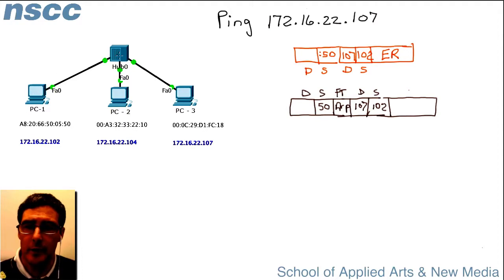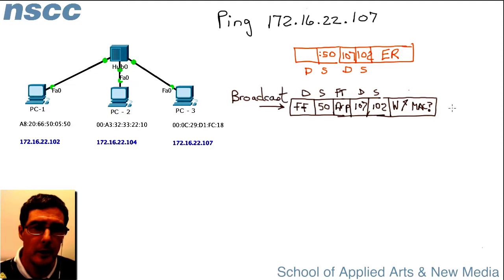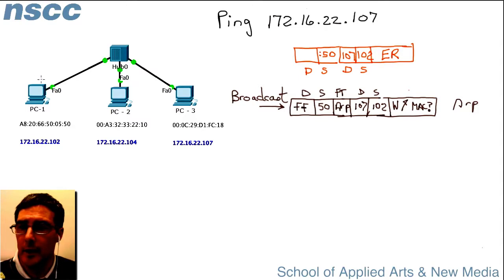And really it's asking a question: who out there is at address 172.16.22.107, and what is your MAC address? So that binary question is inside this frame. Now what does it use for a destination? Well, it doesn't know which machine has it. So it uses all ones in the MAC address. So this is the broadcast address. And this is an ARP frame.